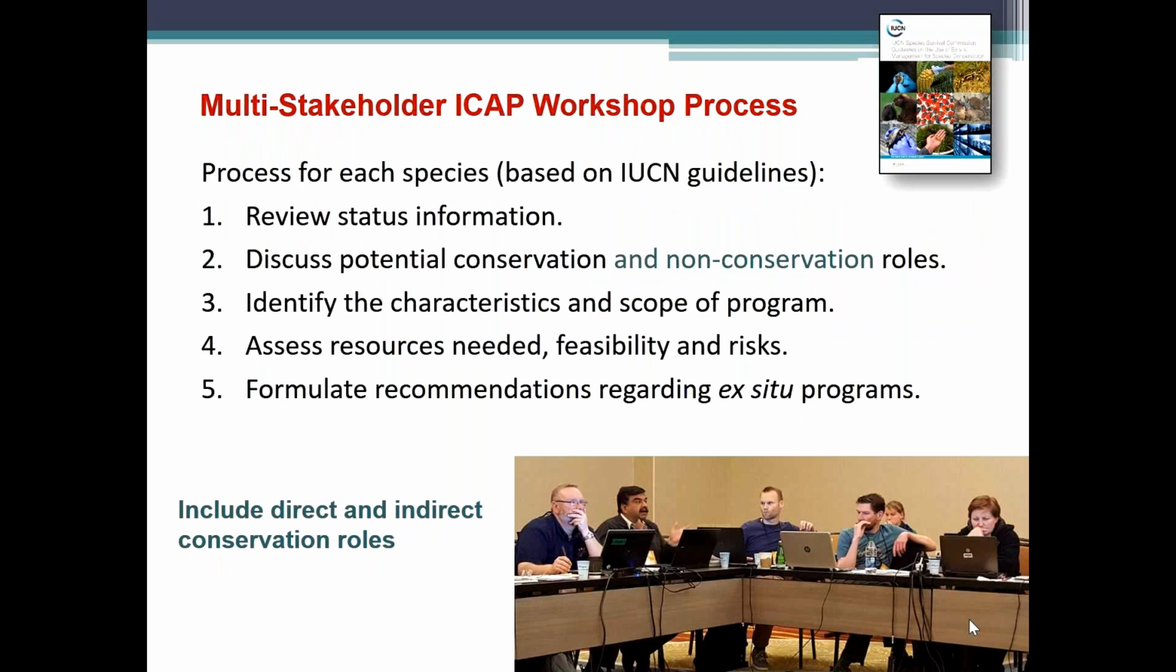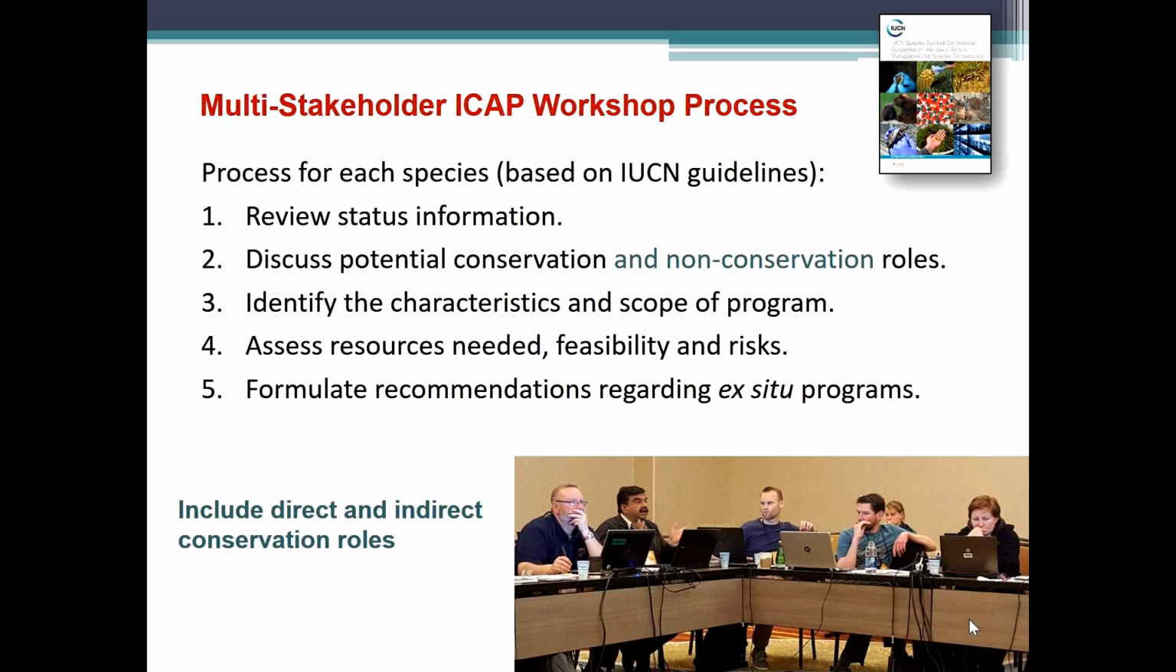in 2 days, again, for those species, and we walked through those 5 steps of the ex situ guidelines. We expanded it just a bit for this particular purpose. We also allowed the discussion of non-conservation roles, understanding that zoos occasionally have species that might be very important for other reasons, and we want to make sure we documented those as well.